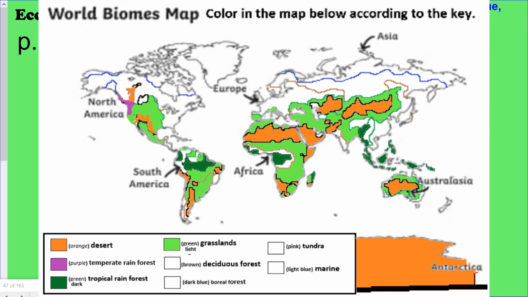So when we look at the grasslands and where they're found, we can see that they're found in Asia, they're found in Africa, they're found in South America, they're found in North America. So they're on all of the major continents of our world.